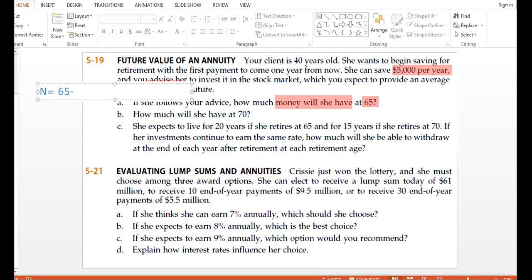65 minus 40. That is 25 years is the N. Why have we deducted 40 years from 65? Because she started saving after 40 years, not before 40 years. So we exclude that 40 years from the 65 years. Okay.